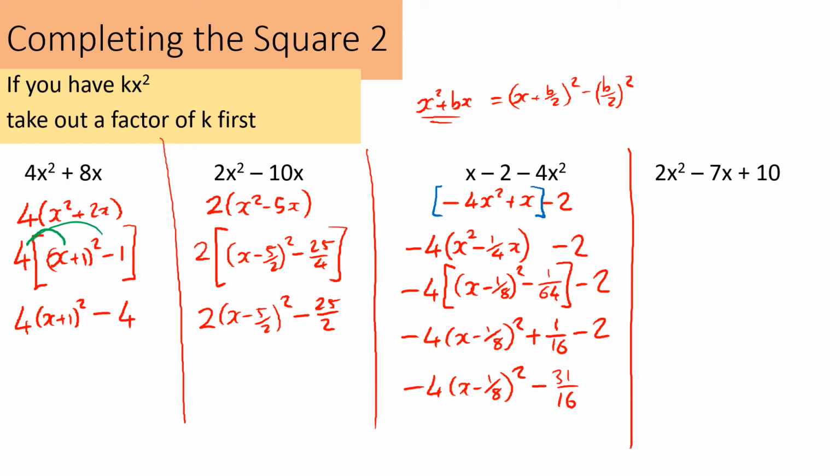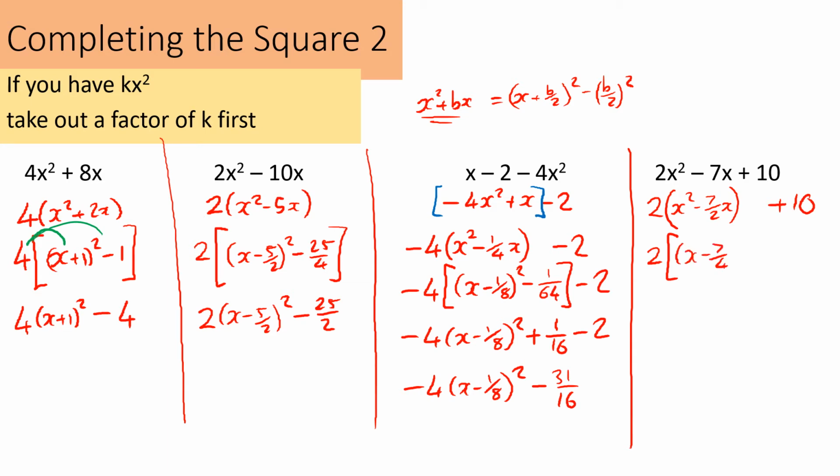Not pleasant. Okay, now for the very last one, hopefully you have tried this one. We're going to take out a factor of 2, but again we're only going to take it from the x squared and x part. So I've got again my favourite 7 over 2x, and then I've got a plus 10 happening at the end. So we've got 2 lots of x minus 7 over 4.